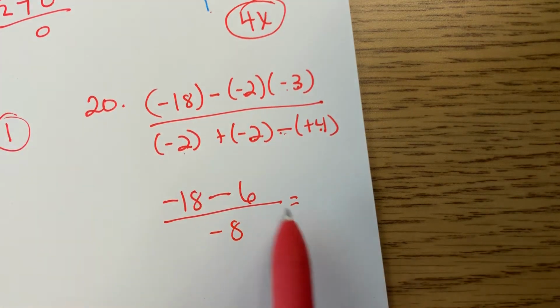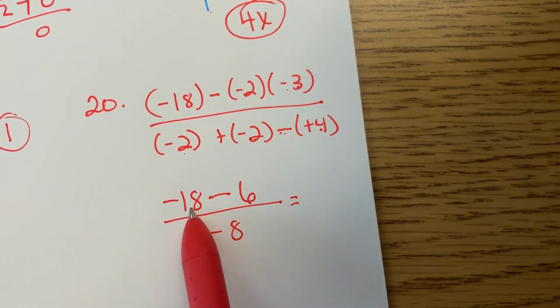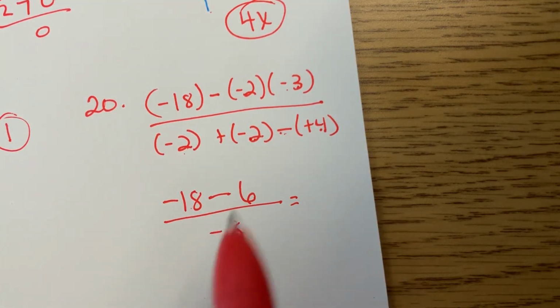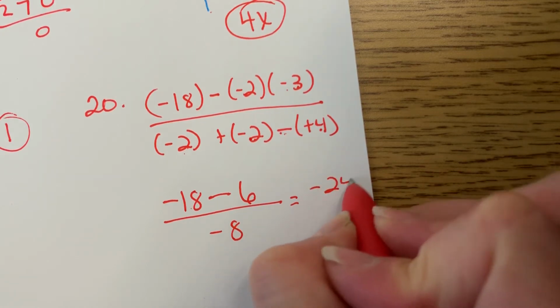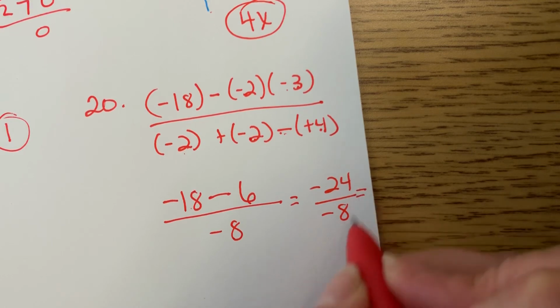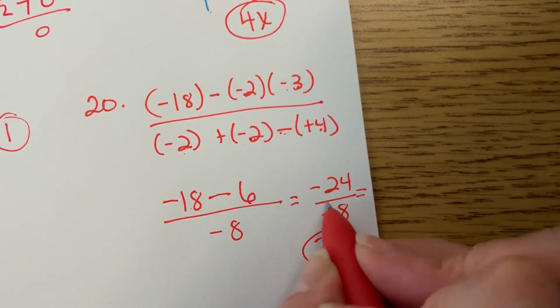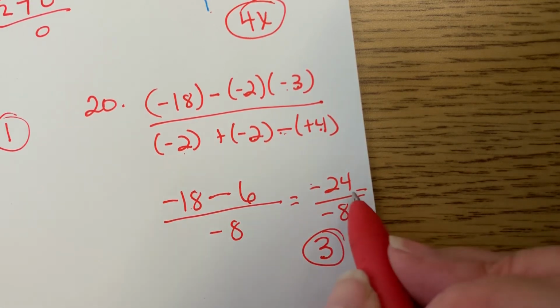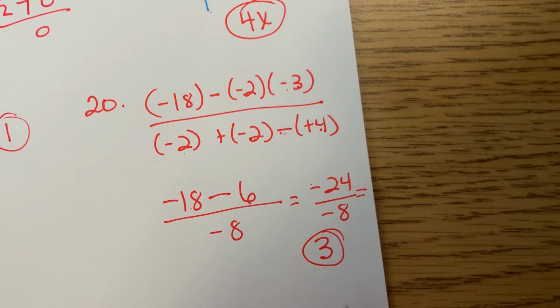I still need to simplify the numerator. -18 minus 6 is -24 divided by -8, and that equals 3. Negative divided by negative is positive. 24 divided by 8 is 3.